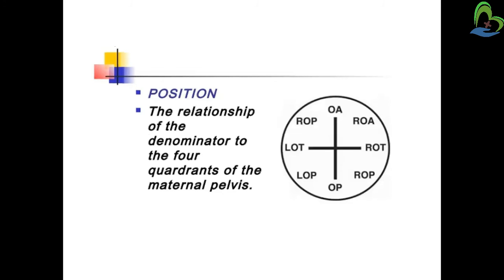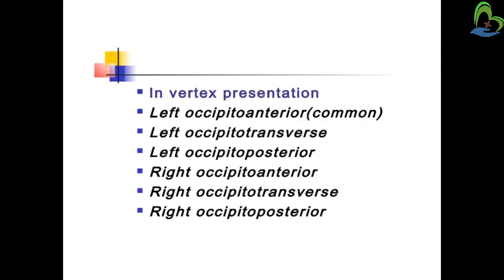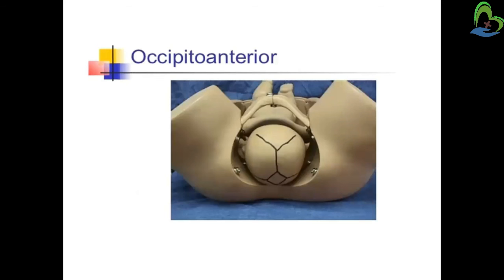Position, the relationship of the denominator to the four quadrants of the maternal pelvis. Okay, so in vertex presentation, you can see the left occipito-anterior, left occipito-transverse, left occipito-posterior. The same way on the right side, right occipito-anterior, right occipito-transverse, right occipito-posterior. In the picture, you can see occiput is on the anterior area of mother. It does not lie on the right side or left side. That's why it is the occipito-anterior.